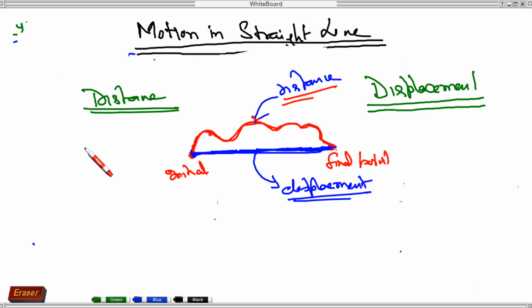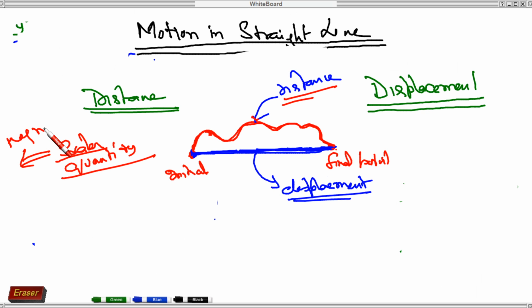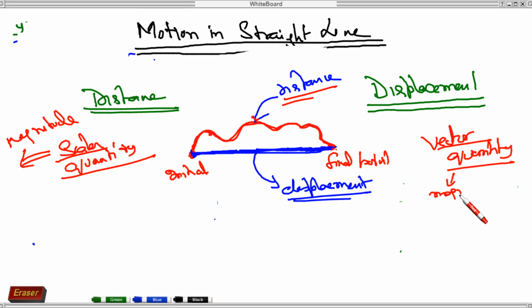So distance is a scalar quantity. What does scalar quantity mean? It has only magnitude. And what is displacement? It's a vector quantity, because it has both magnitude and direction.